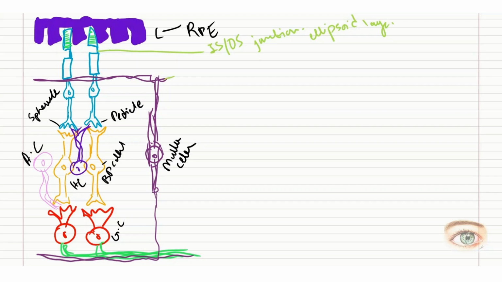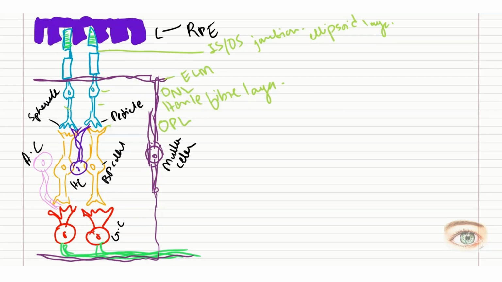And this right here is going to be called the external limiting membrane. This nuclear layer is going to form the outer nuclear layer, and this layer is going to make the Henle fiber layer. The point at which the rods and cones are going to synapse with the bipolar cell is called the outer plexiform layer, where they're going to make a neural plexus. This is the outer plexiform layer.